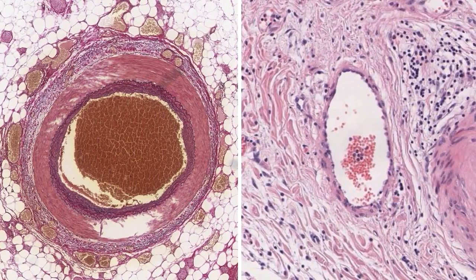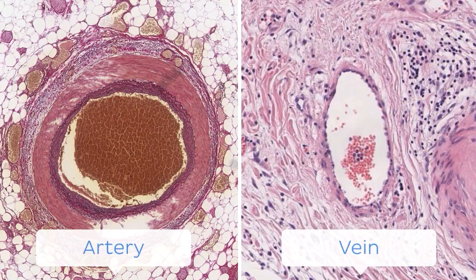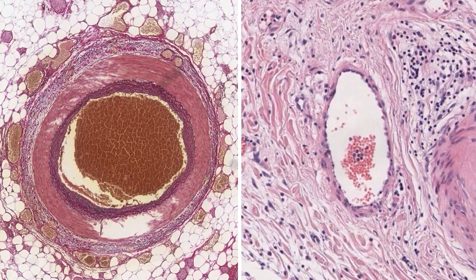Our tutorial today will familiarise us with the histological features of arteries and veins. Here we can see an artery on the left and a vein on the right. From first glance, we can see that there are differences between the two, and by the end of this tutorial, you'll be able not only to describe and see the general features of blood vessels, but also to determine the distinguishing features that make an artery an artery and a vein a vein.